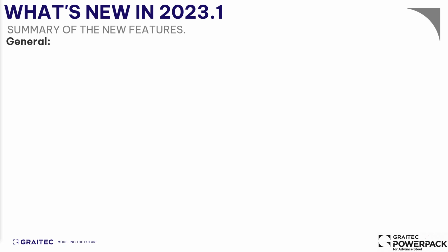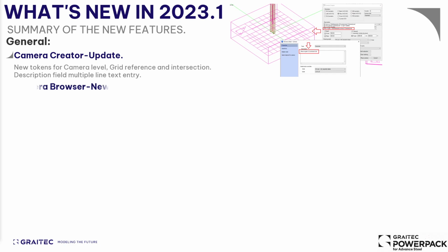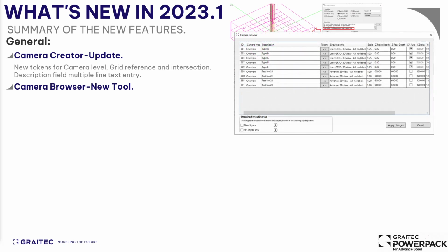For this version, we are introducing further updates to the camera creator in the form of additional tokens to control camera level, grid references and intersections. These can be used within the description fields. We're also introducing a new tool called the camera browser. This will be an interface designed to allow the user to control all the camera parameters from within the model.